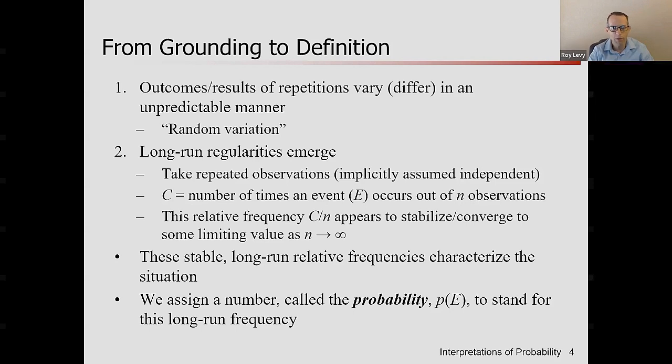These stable, long-run relative frequencies characterize the situation. They tell the story. We assign a number, and we call that number the probability of the event occurring, to stand for this long-run, stable, relative frequency.